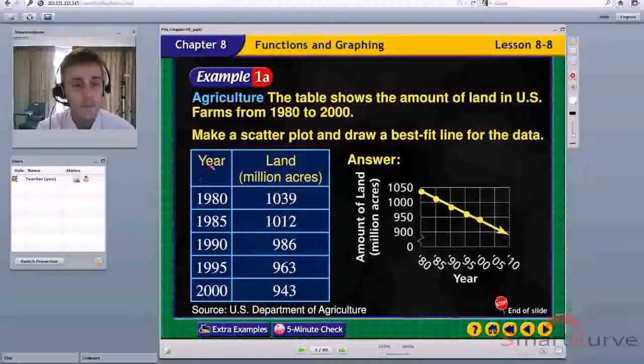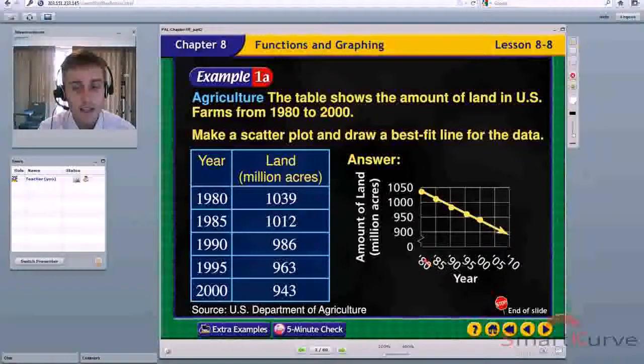This is the table, the years from 1980 to 2000, and land, millions of acres. Right here we have it drawn. These are the years: 80, 85, 90, 95, 2000, 2005, 2010. And here are the million acres: 0, 900, 950, 1000, 1050. This is the scatter plot. All these points are made to match this table.